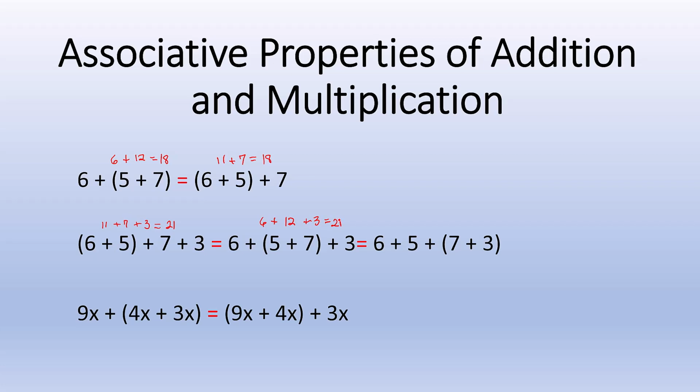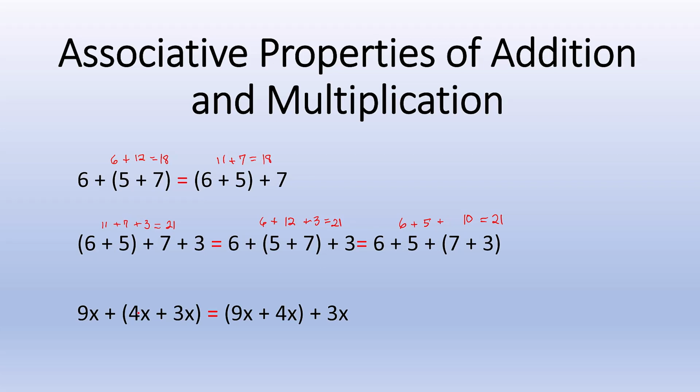And finally, let's say I do 7 plus 3 first. 7 plus 3 is equal to 10. Okay, 10 plus 5 will give me 15. And 15 plus 6 will give me 21.